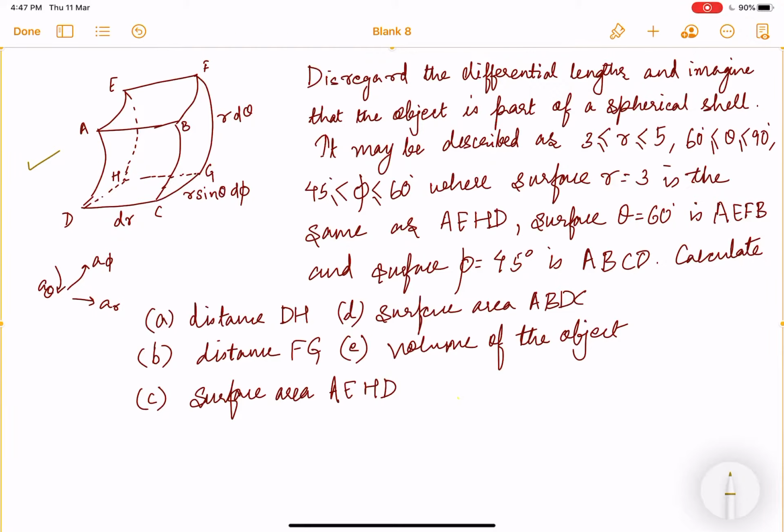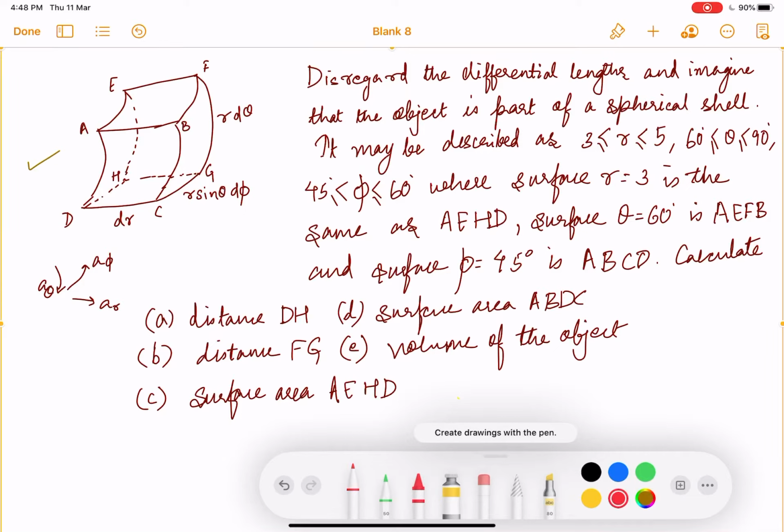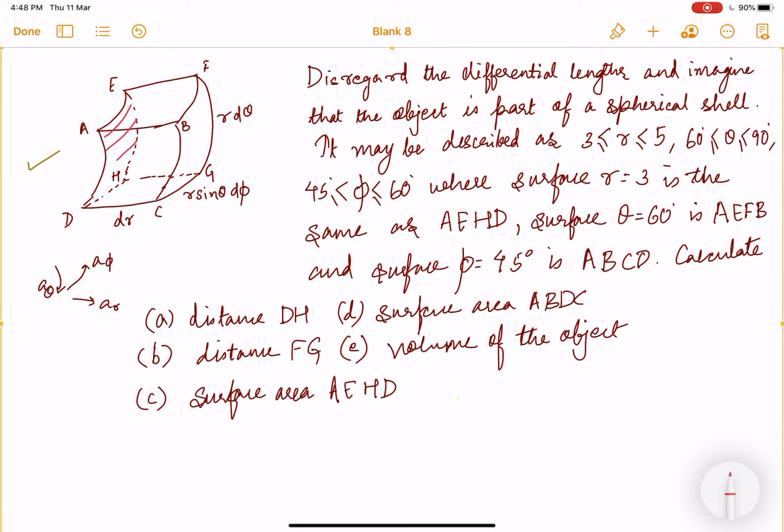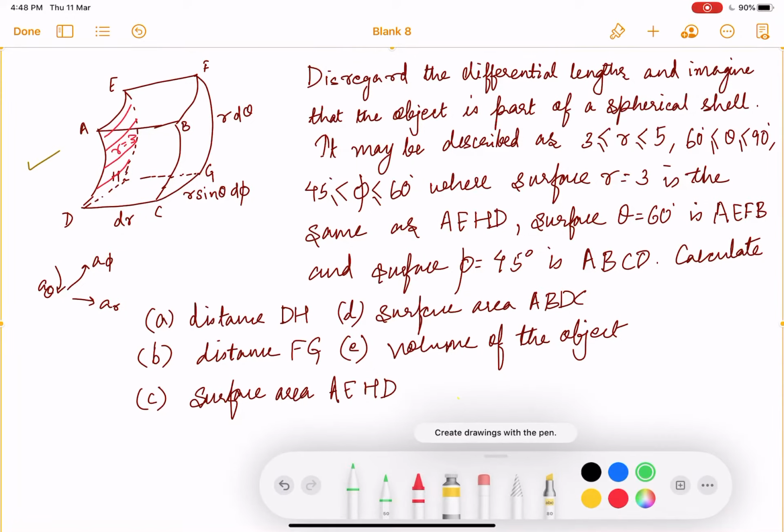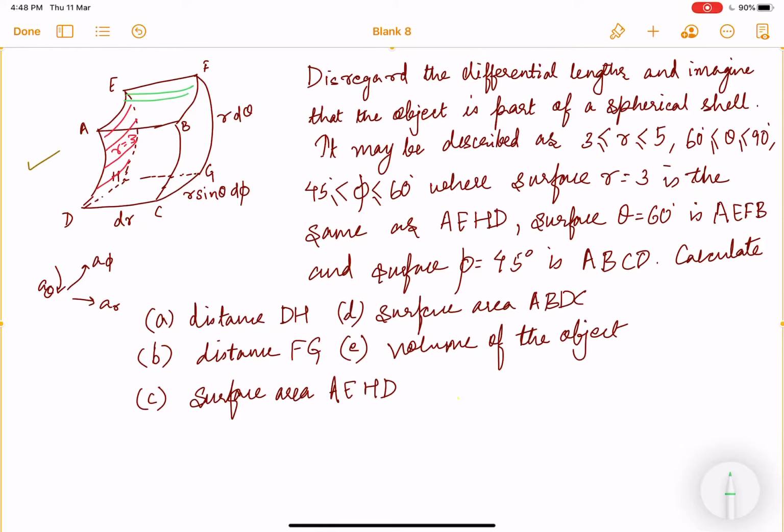Basically I can say this surface AEHD, it's written, is r is equal to 3. And surface theta is equal to 60 degrees is AEFB. Let's see this surface, AEFB. This is what it says is theta is equal to 60 degrees.